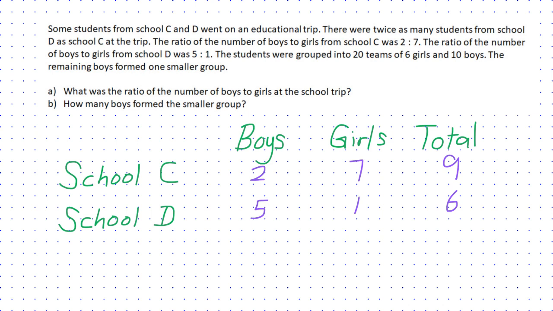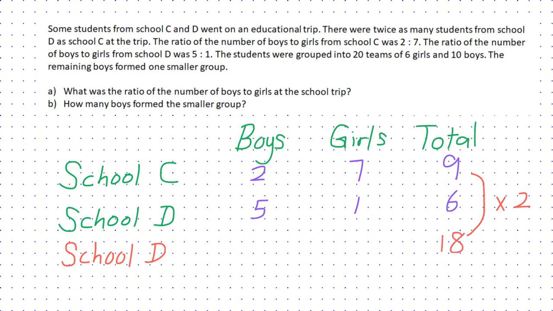However, the question says that there were twice as many students from school D as school C at the trip. So I'm going to adjust the ratio of school D accordingly. Okay, so we are told that the total number of students in school D is twice the number of students as school C. So I'm going to adjust the ratio now. So the total number of students in school D will be 9 times 2, which is 18.